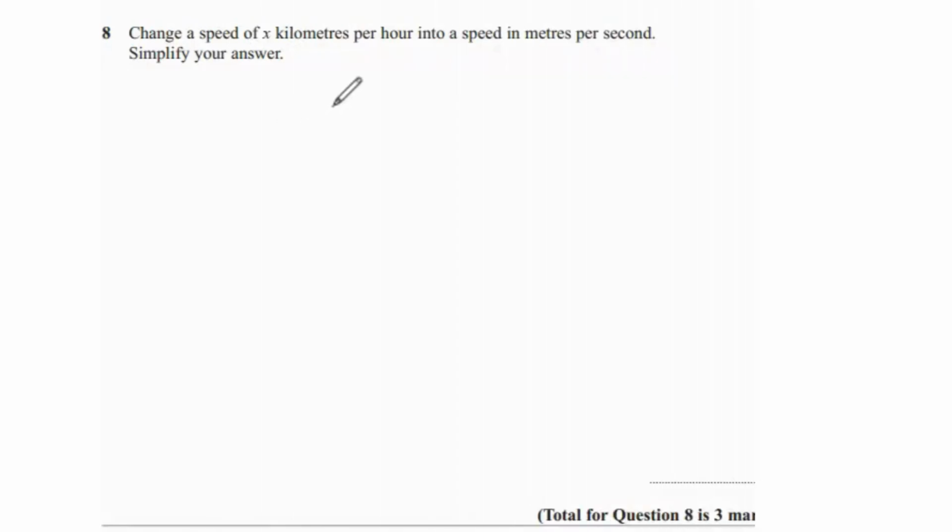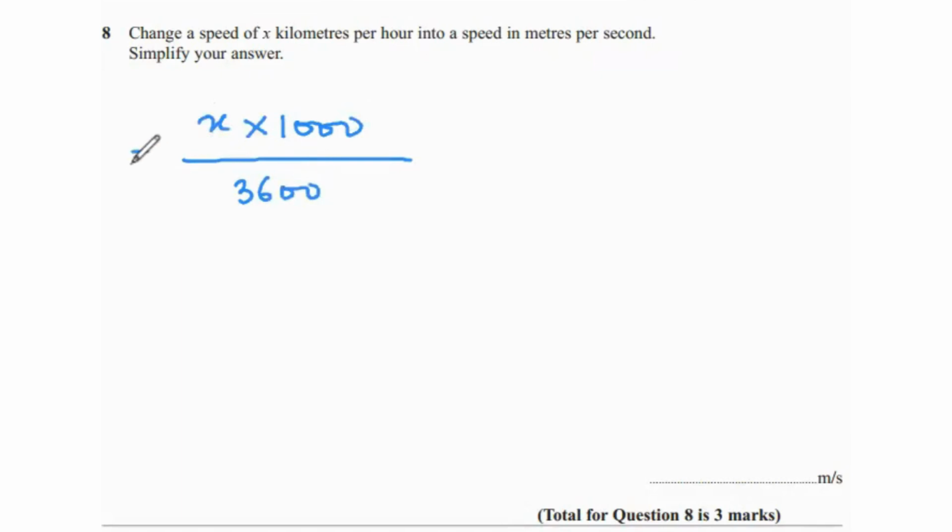This question says change the speed of x kilometers per hour into speed in meters per second. So same thing as we did previously, but the only difference is now they're asking us to change a variable into meters per second. So we first times by 1,000 because 1 kilometer is 1,000 meters and we know per is division, so divided by 1 hour is 3,600 seconds. So that's 10x over 36, simplify it, which is going to be 5x over 18. That is your simplified answer.